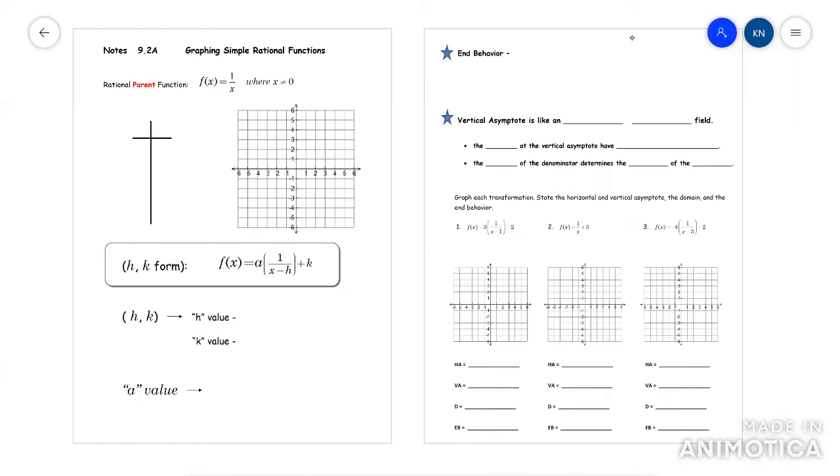All right, this video is going to go over notes 9.2a, which is the intro to rationals. They are tricky, so let's go ahead and get started. The first thing to know is the parent function.